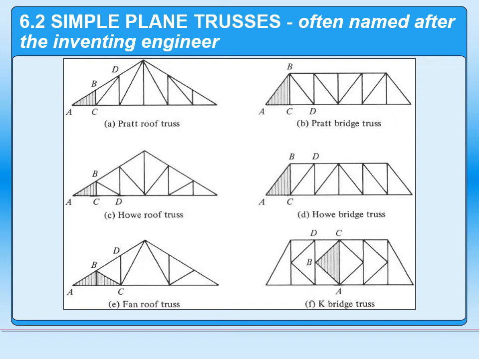So here's some examples of some simple trusses. As you can see, they're named for individuals. In almost all cases, they're named for the engineer that invented them, usually back in the 1800s. We have Pratt and Howe trusses. They designed both roof and bridge trusses.